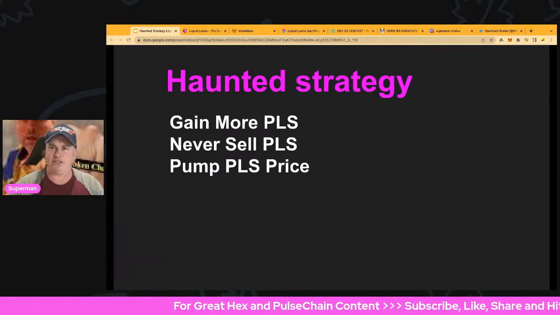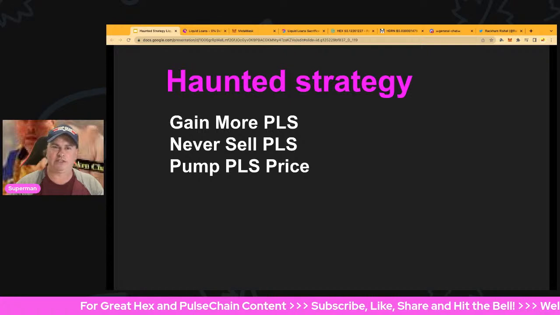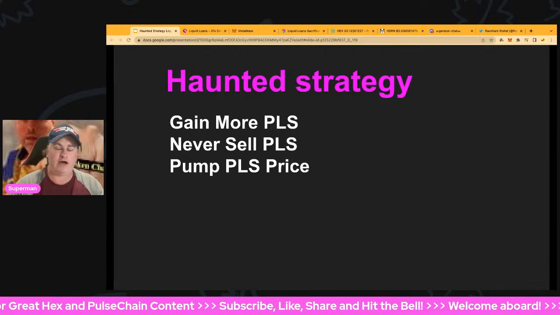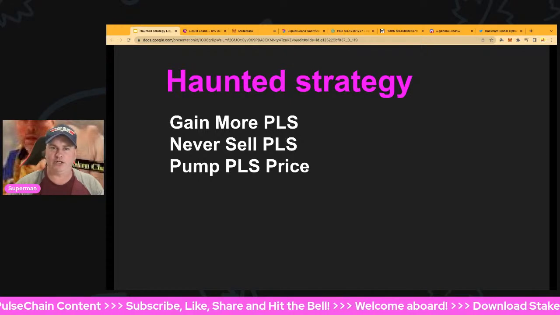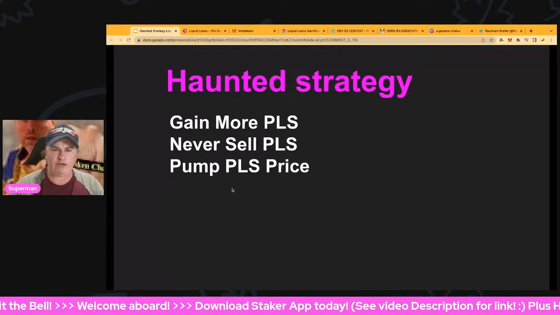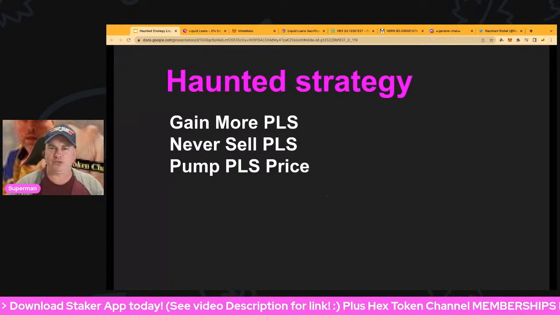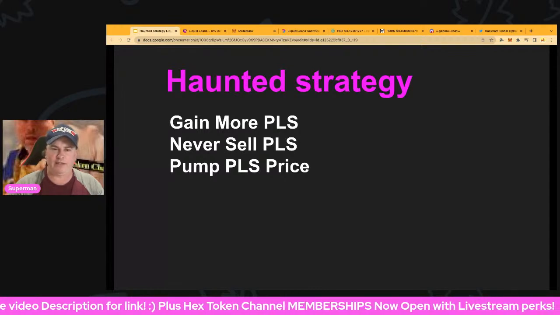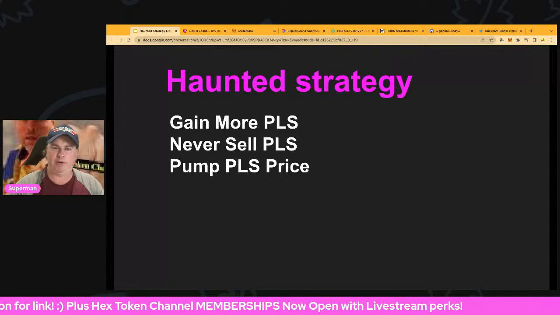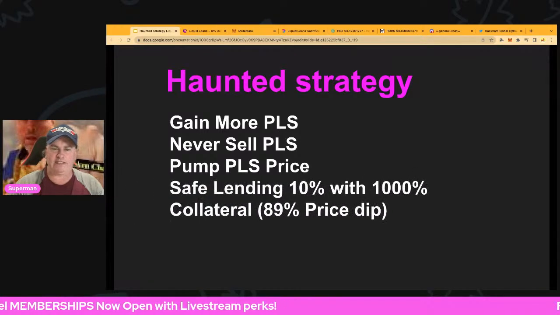And if you just had, say, 25% of that using something like the haunted strategy, obviously there are other strategies out there that can utilize liquid loans, like the Hot Pearl strategy. So we've got that, pump the PLS price. I think we're all keen on that. It's not only going to pump PLS, but it's also going to have secondary impacts on Pulsechain and Hex and maybe a few other tokens as well. People won't just be buying to buy Pulsechain. So cool. Number 4 there, safe lending.